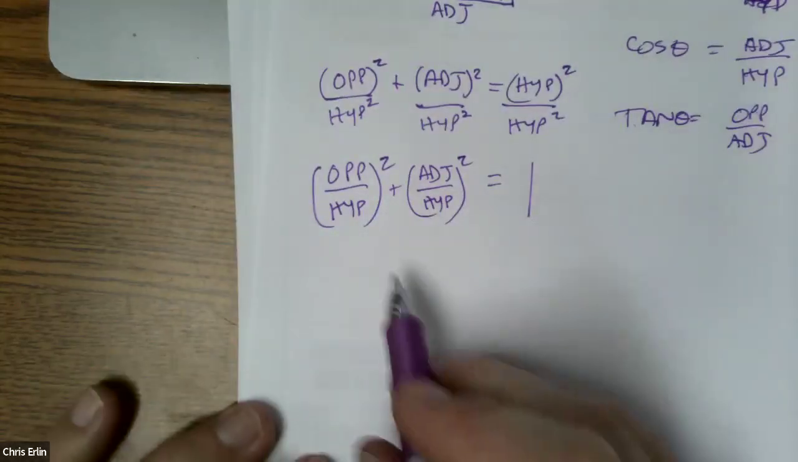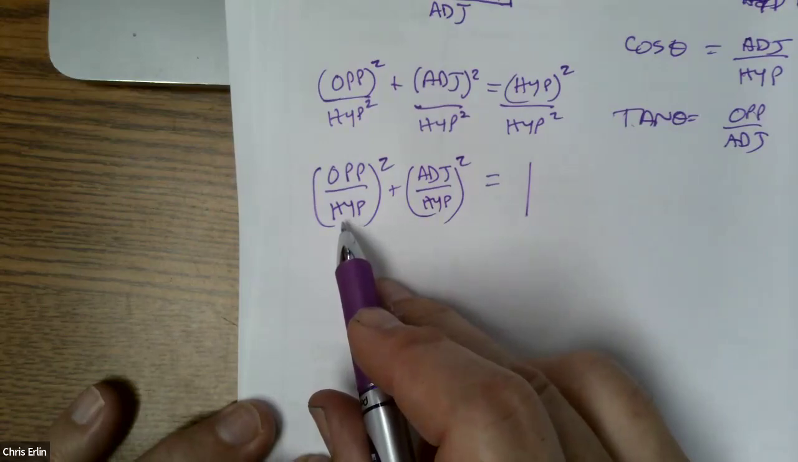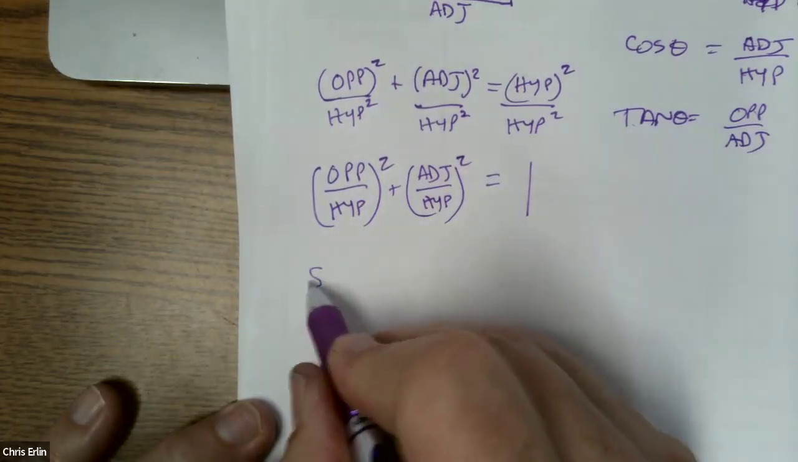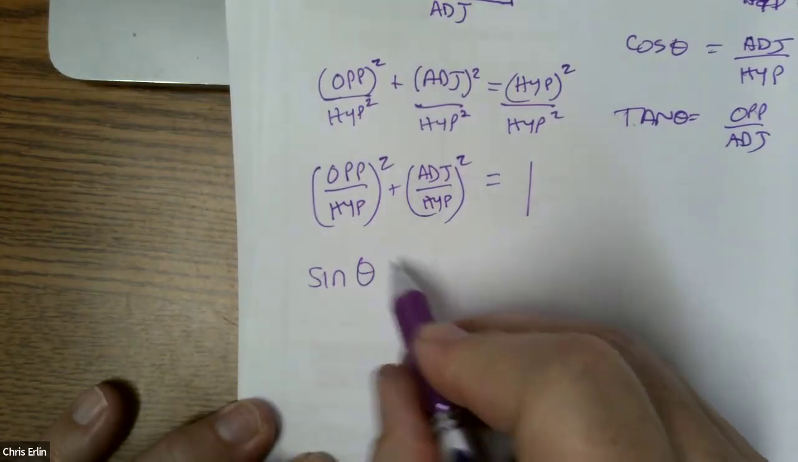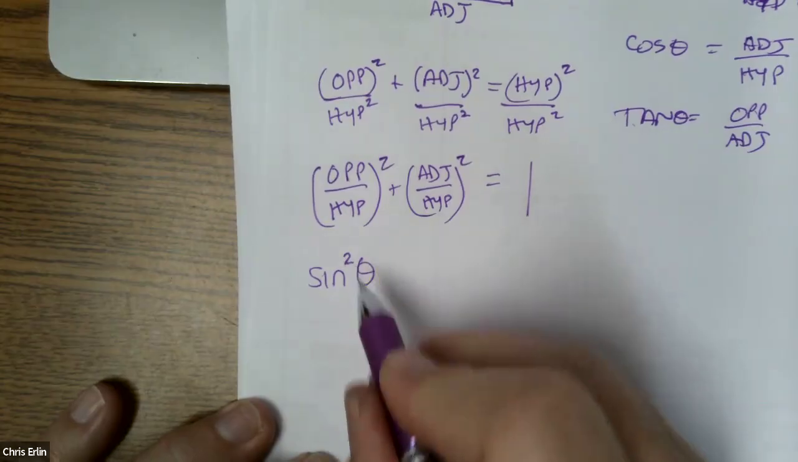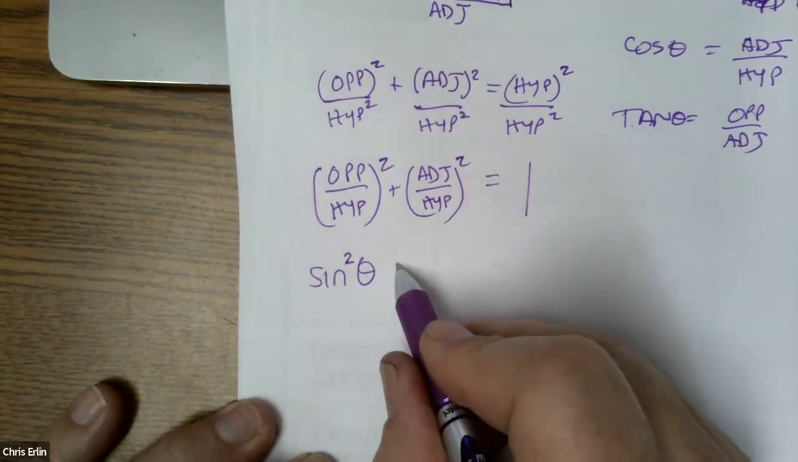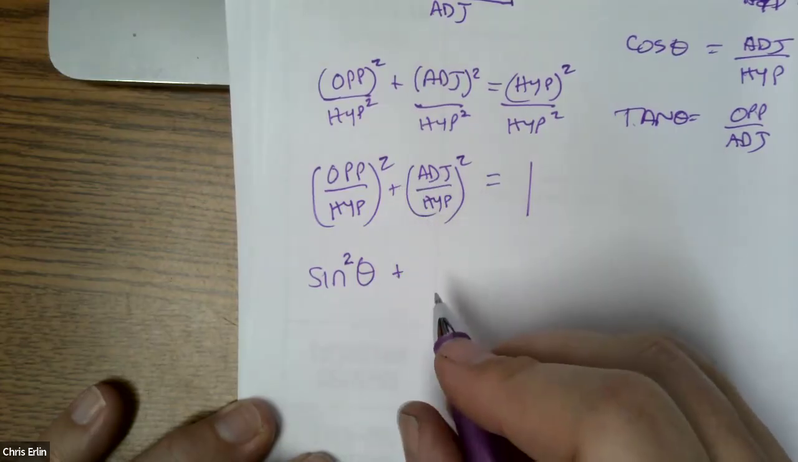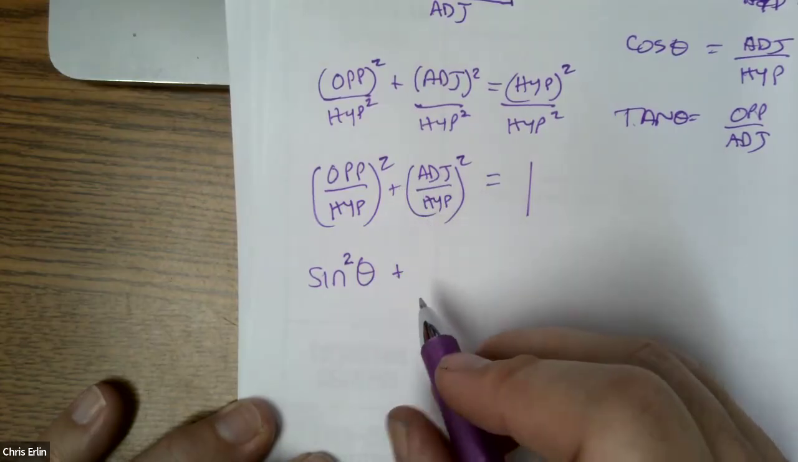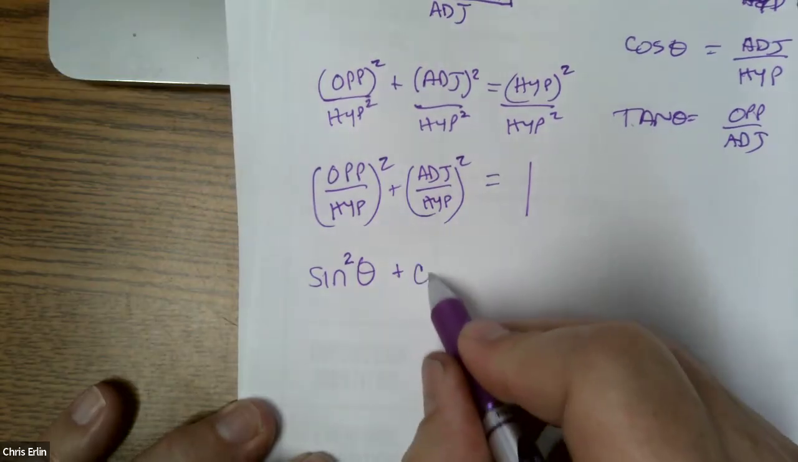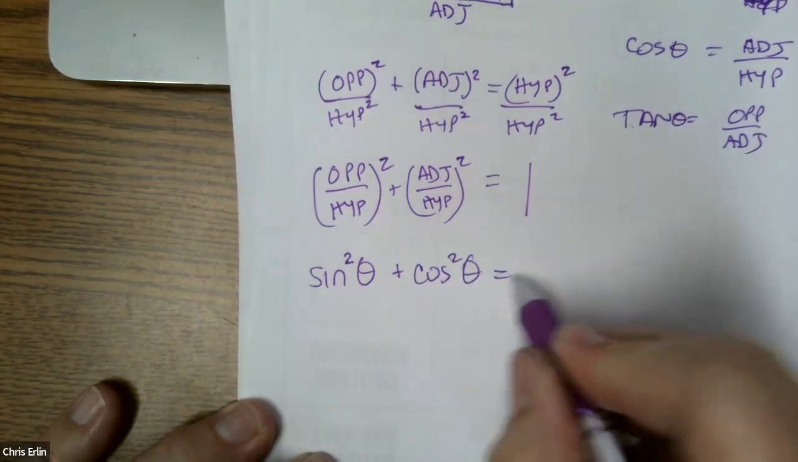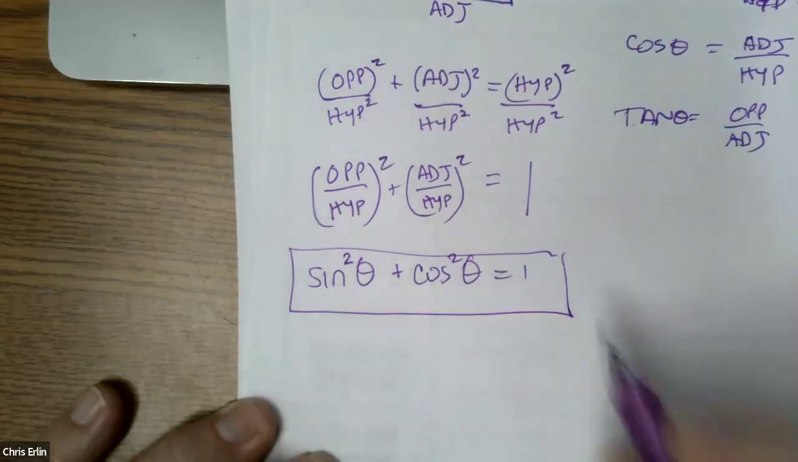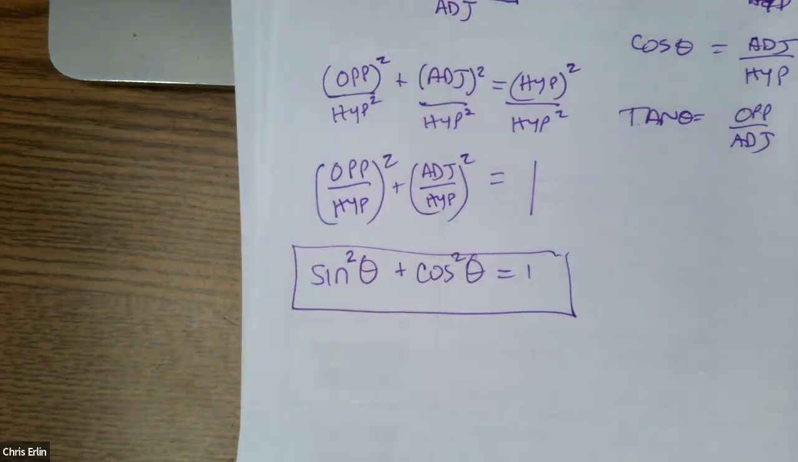What is opposite over hypotenuse? Sine. So in other words, this is the sine of theta. When I square it, I'm going to put the squared on the end of sine, not on the theta itself, because it's the function that's being squared, not the angle itself. What about this one? What's adjacent over hypotenuse? Cosine. Cosine squared theta equals 1. This is called the Pythagorean identity. It's fundamental to what we're going to be working with.